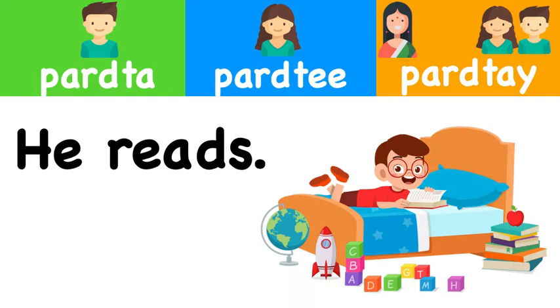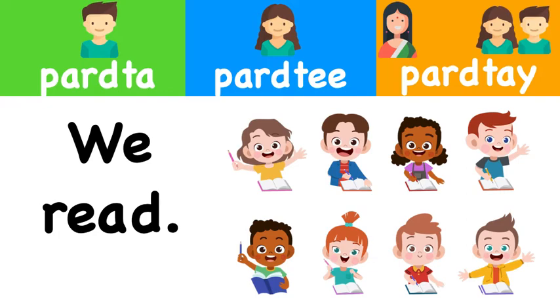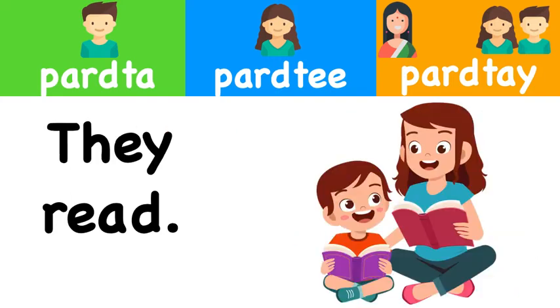He reads. Parta, parti, or parte? Parta because it's a boy. She reads. Parta, parti, parte? Parti. We read. Parta, parti, parte? Parte, because we use that ending when we're talking about more than one person, and we use it for the you form. It has two use cases. They read. Parta, parti, parte? Parte, because we use that ending when we're talking about more than one person.